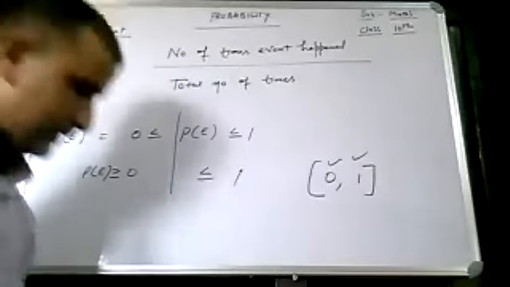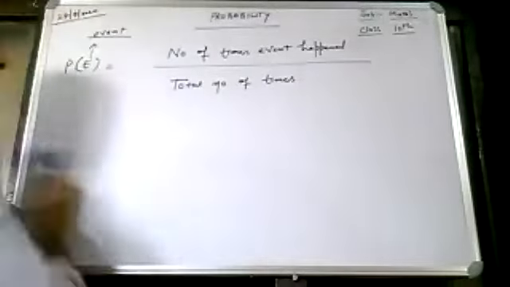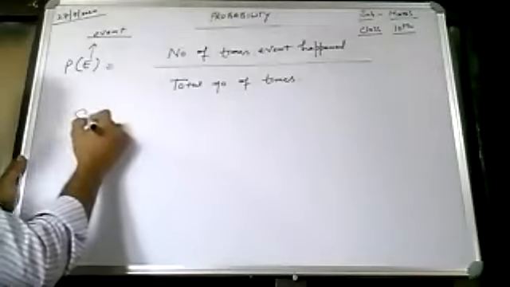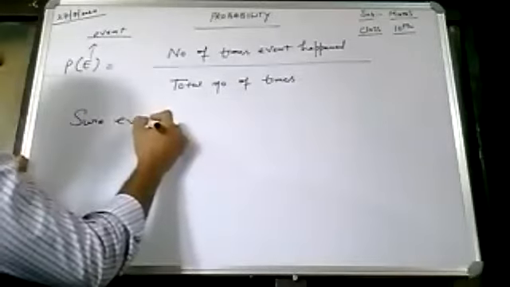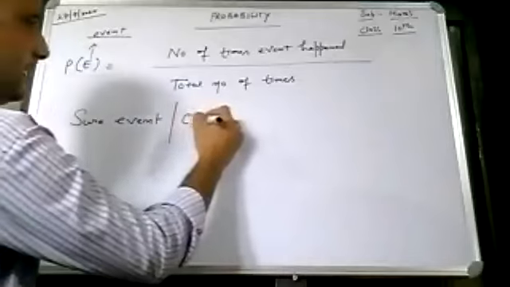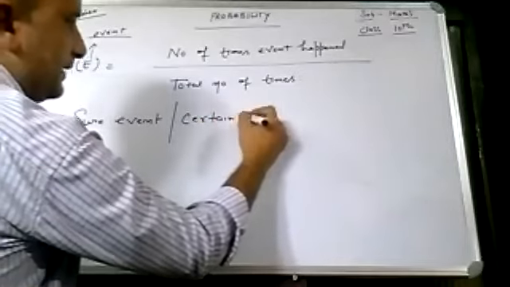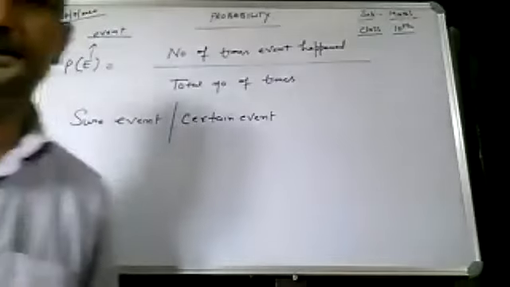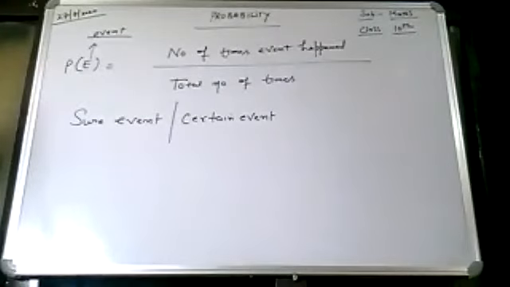Clear? So the next topics are small topics, basic terms. If you are clear about the basic terms, problems will not come. Okay? Then it is called a sure event, or a certain event. Clear? Sure event or certain event. So an event which is certain to happen.